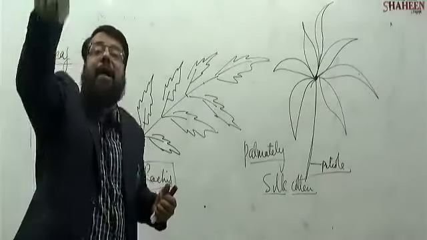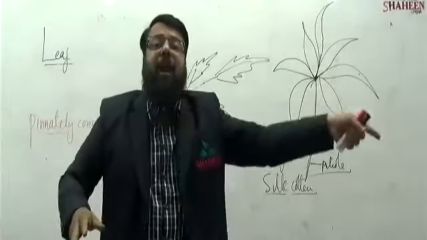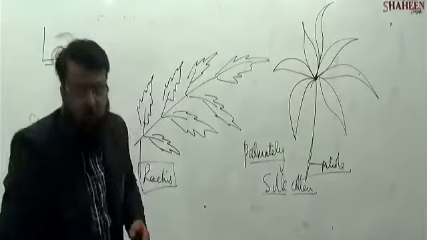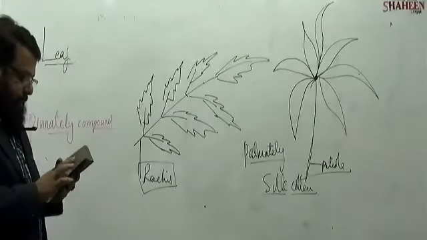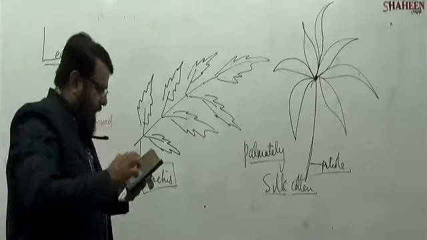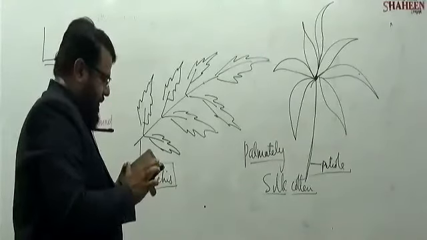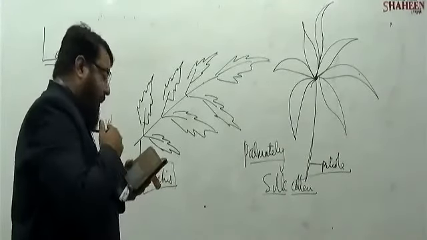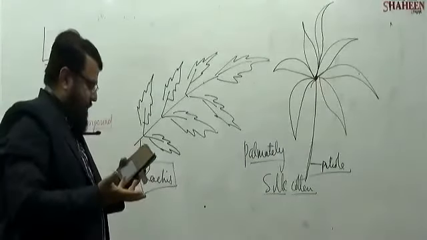In a palmately compound leaf, the leaflets arise from a common point, from the petiole. So what is the example? Silk cotton. Is it clear? If it is clear, I will move ahead. Curry leaf also, very good. Curry leaf.